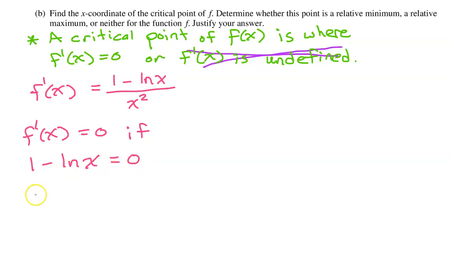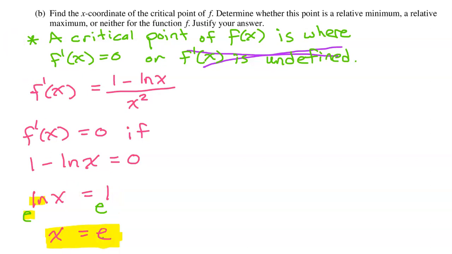Adding natural log x to both sides, we get 1 equals natural log x. And I'm sure you won't mind if I flip that around and write natural log x equals 1. Solving this for x, we can exponentiate both sides of the equation. In other words, we can put a base e on both sides, making these into exponents. The base e and the natural log cancel each other out because they are inverse operations. So on the left side, we just have x, and then e to the 1 power is just e.